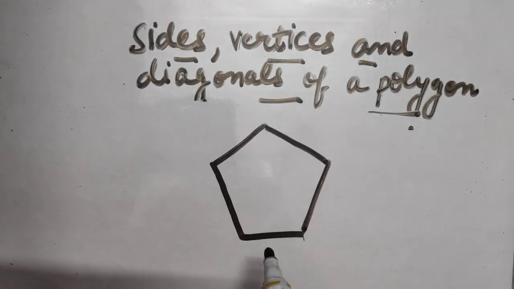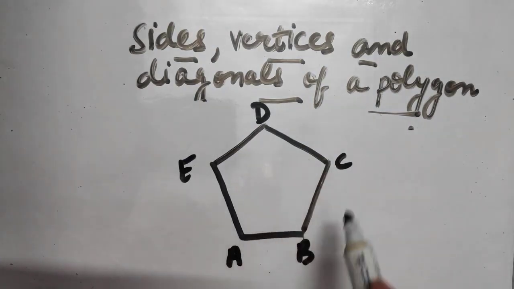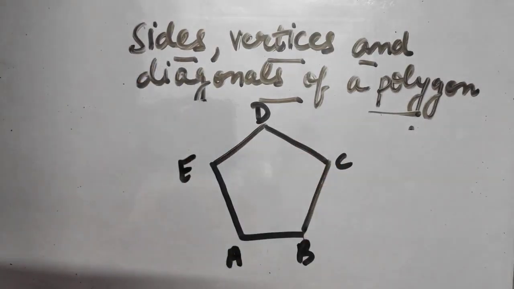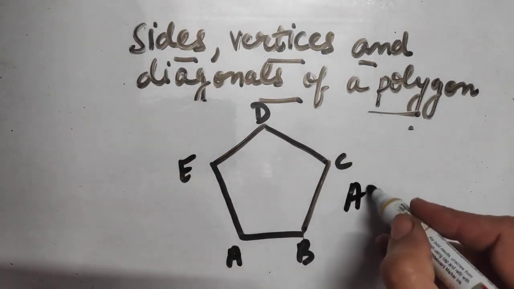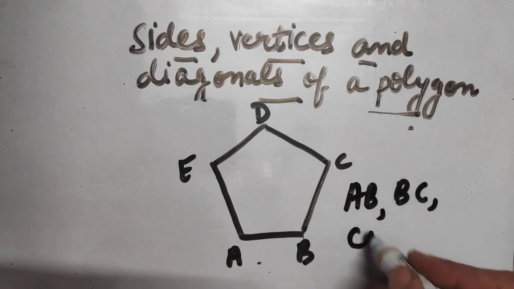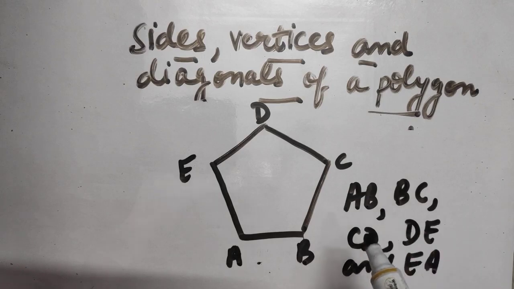So let us see the figure A, B, C, D, and E. ABCDE is a polygon. So let us find the sides first. What is the definition of sides? The line segments forming a polygon are called its sides. So it has 5 sides. The sides are AB, BC, CD, DE, and EA. So these are all the 5 sides.